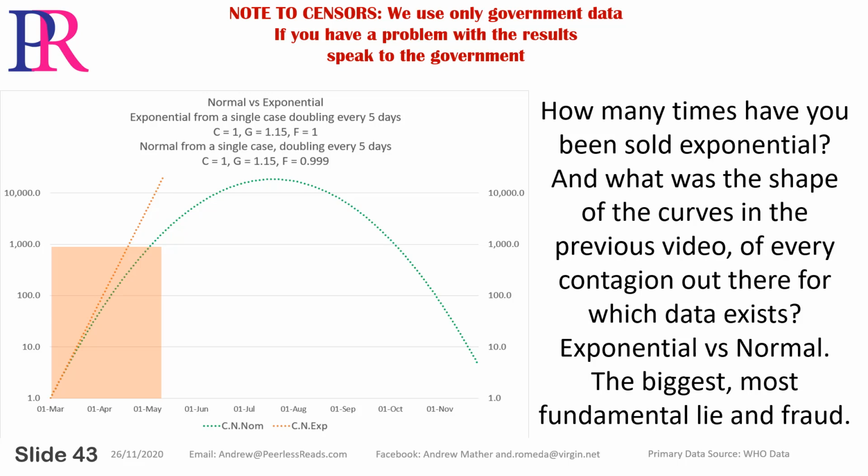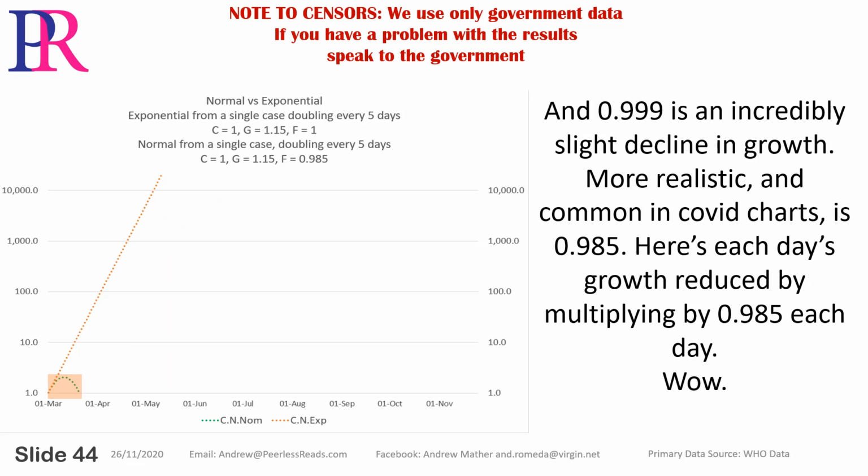How many times have you been sold exponential, and what was the shape of the curves in the previous video of every contagion out there for which data exists? Exponential versus normal, the biggest, most fundamental lie and fraud. And 0.999 is an incredibly slight decline in growth. More realistic and common in COVID charts is 0.985.